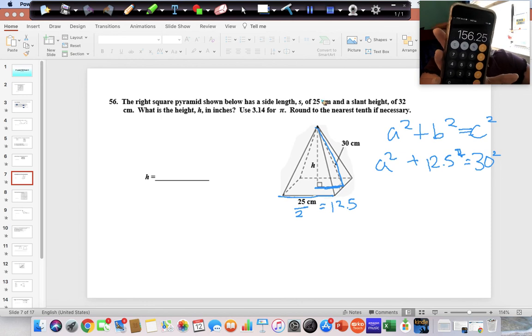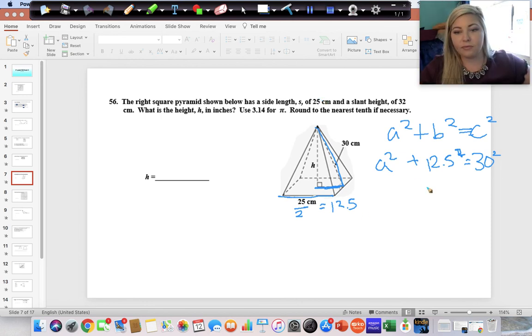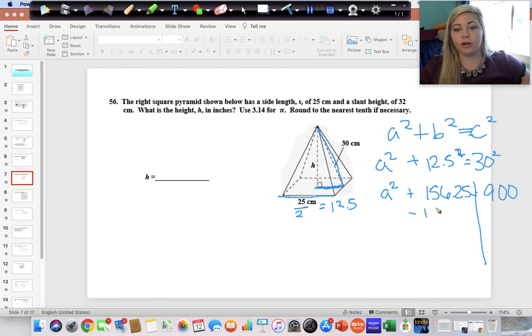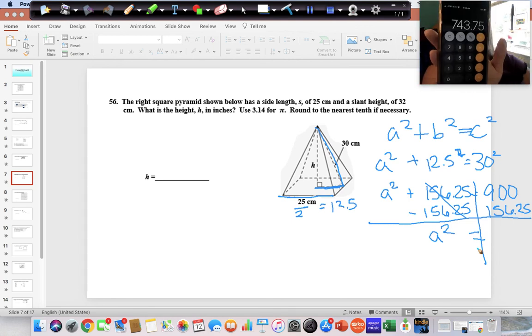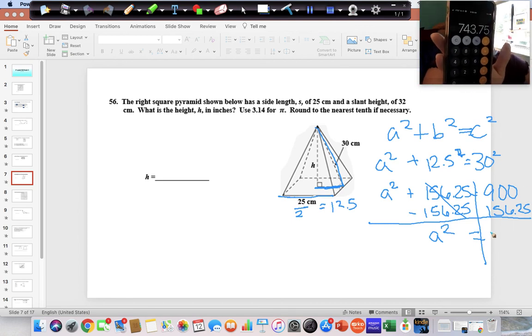Okay, 156 25/100ths. And then we have 30 squared, which is 900. We want to start off by getting a squared by itself, so we're going to subtract both sides by 156 25/100ths. You can use a calculator to do this. 900 minus 156 25/100ths is 743 75/100ths.